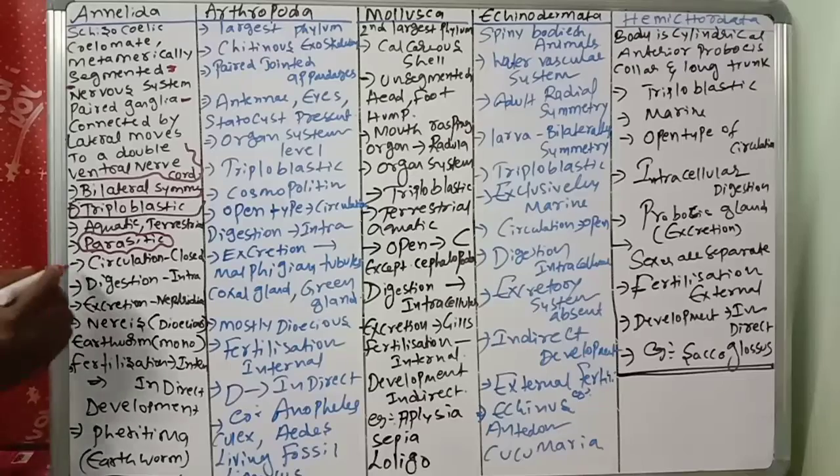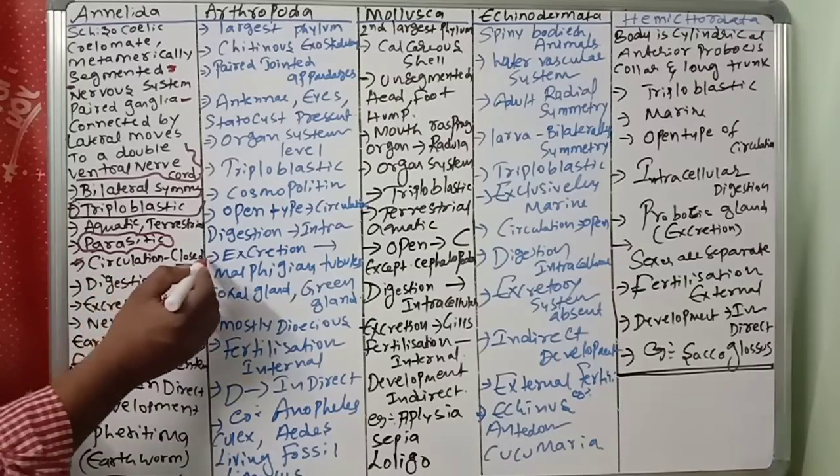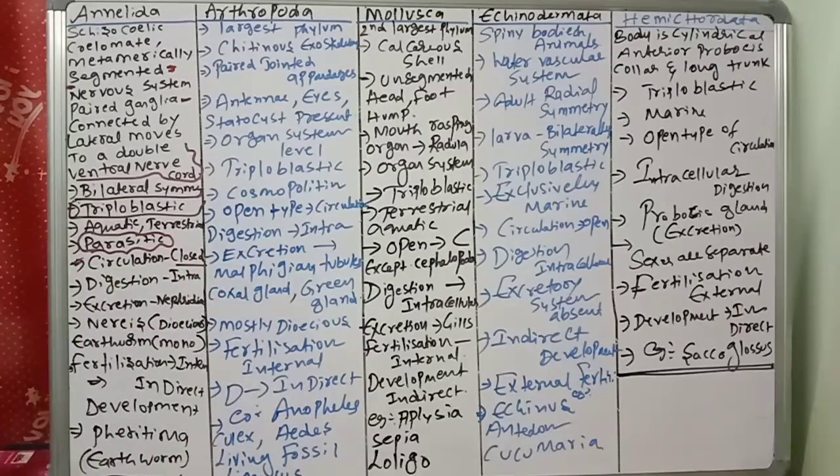Next, the circulatory system is of the closed type. What is the meaning of closed circulatory system? This is very important. The blood flows in the blood vessels, that is why it is called a closed circulatory system. Heart, arteries and veins are there. So annelids have a closed circulatory system.